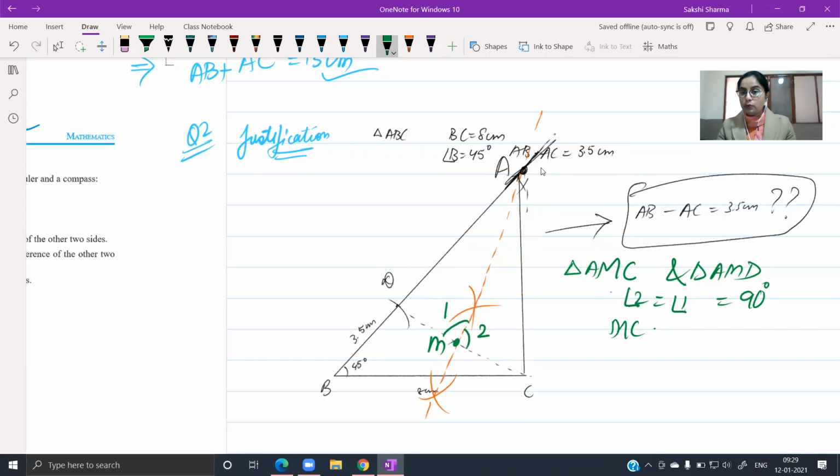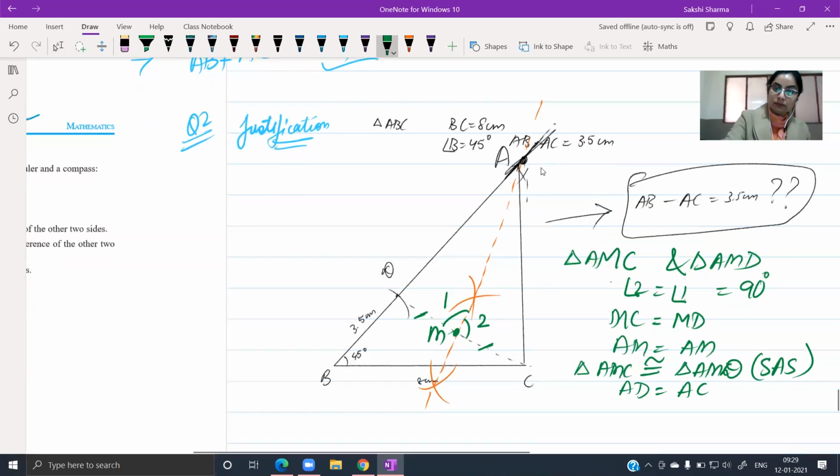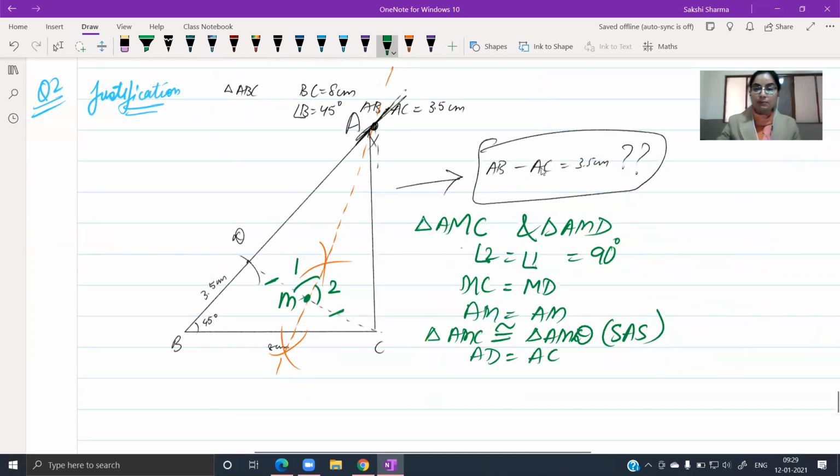DM is equal to CM because you have constructed the bisector for CD. So the two parts will be equal. Along with that, there is a common side between the two triangles. The two triangles are congruent by SAS again, and you can conclude that AD is equal to AC. Exactly वही result आ गया जो आपके पास first वाले question के लिए आया था.